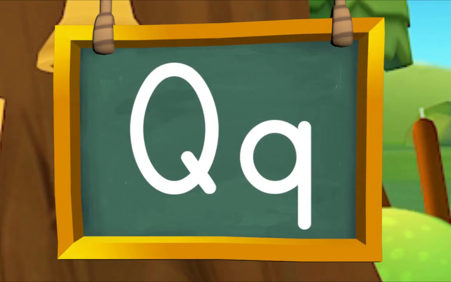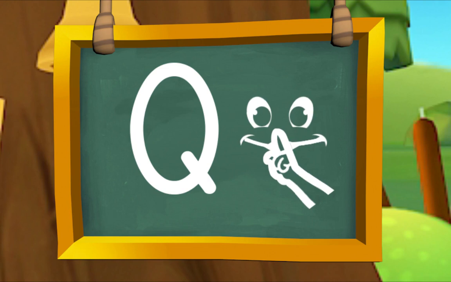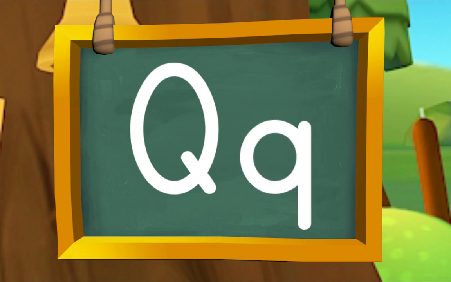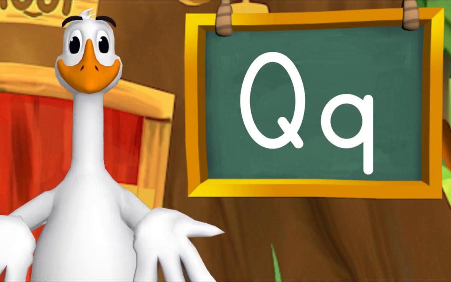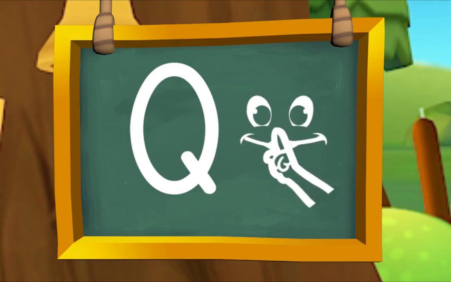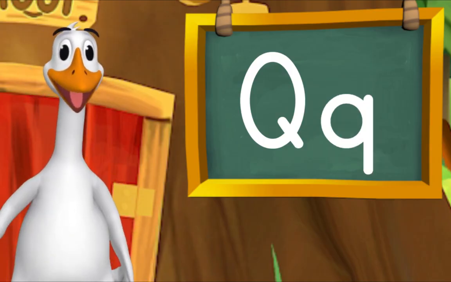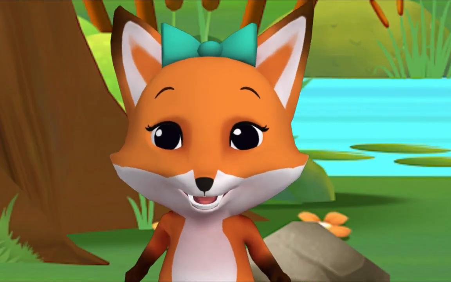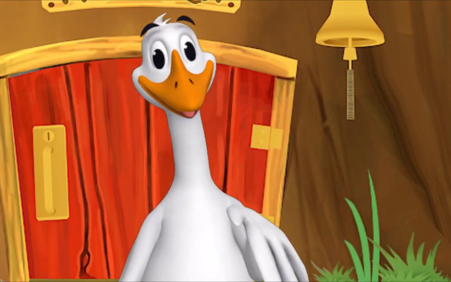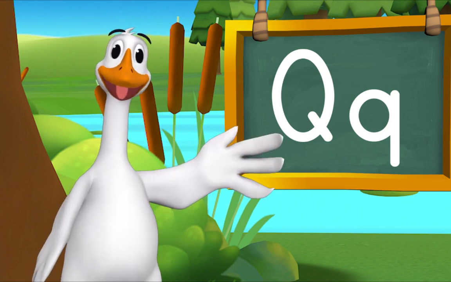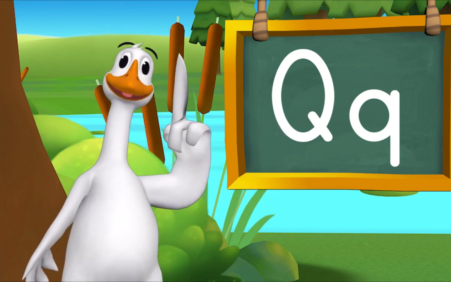Q makes the sound qu in quiet. Shh. Fox, repeat after me. Qu, qu, quiet. Shh. Qu, qu, quiet. Shh. Now you try. Qu, qu, quiet. Shh. Well done. Shh, Mr. Goose, we're being quiet. Oh, sorry, Fox. Here are more things that begin with Q.